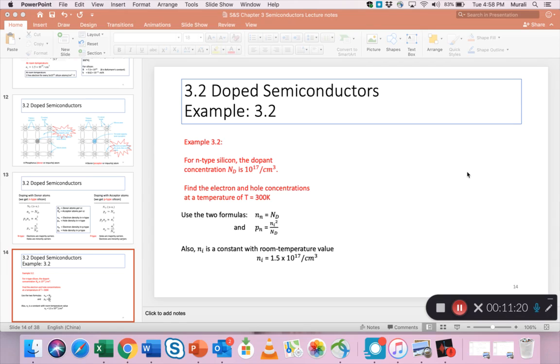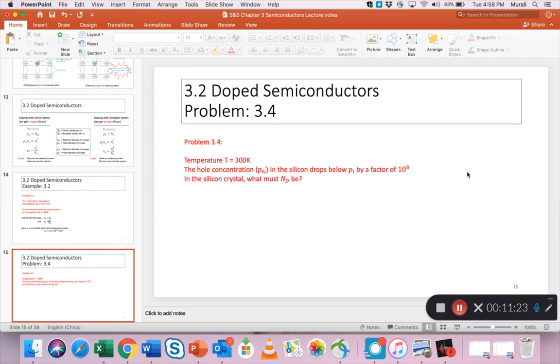Let's move on to, well, now I have another problem from the back of the textbook. So we'll follow the same method as I did with the other textbook. There are nice problems in the back in this textbook also. So I picked problem 3.4 and let's look to see what it says. So the temperature is given, room temperature. Now what has happened is doping has happened to some silicon and the hole concentration has dropped below the intrinsic hole concentration by a factor of 10 to the power 8.